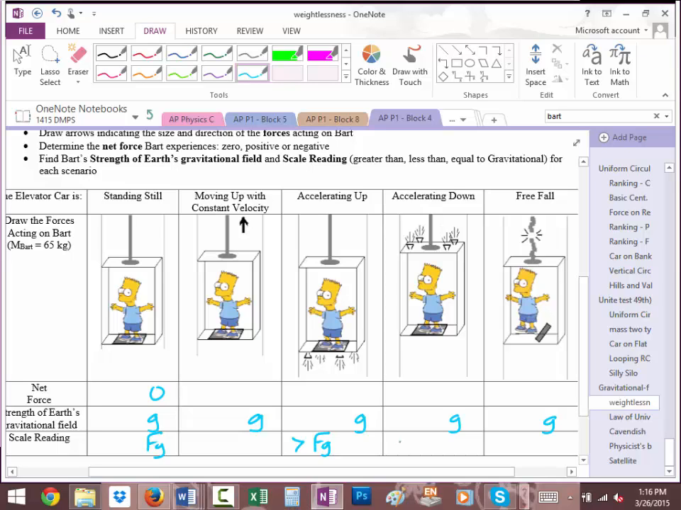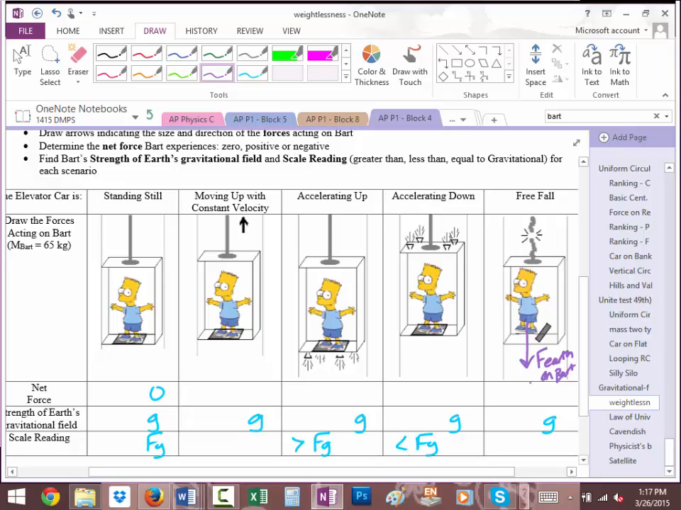Now, this is the important piece over here. Now he's in free fall. What forces did you have in this picture here? Just gravity, right? Gravity's pulling which way? Down. It's got the force of the earth on Bart. What's the net force?